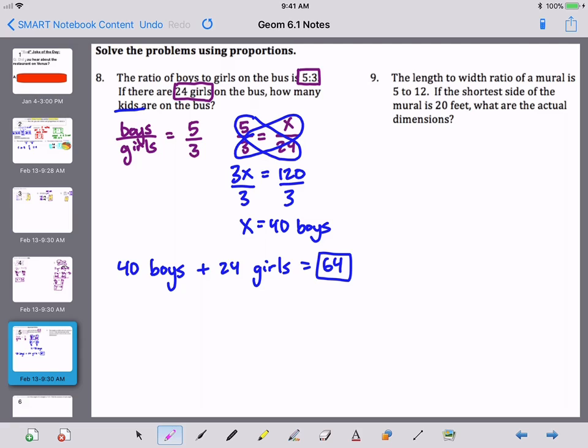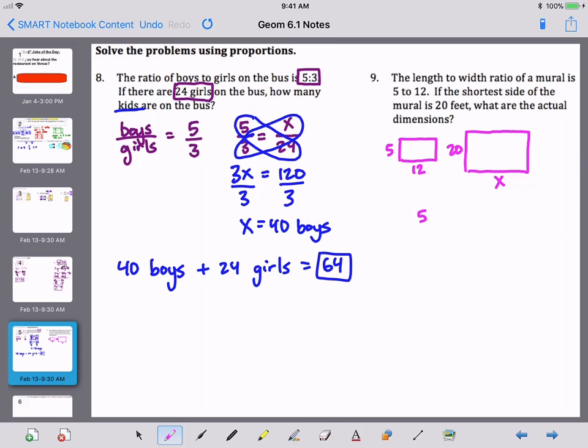Okay. Let's look at one more word problem with ratios. The length to width ratio of a mural is 5 to 12. If the shortest side of the mural is 20 feet, what are the actual dimensions? So suppose we have this little scale model that's 5 by 12. The actual side of this mural that's going to be painted has its shortest dimension as 20, and we want to know how long is that mural going to be based on this scale.